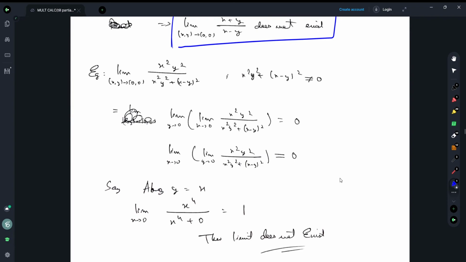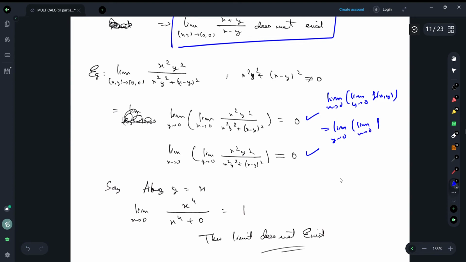Let's check some more examples. Suppose you have this function given. Okay, you can check it on your own. So in this case, if you take the iterated limits into consideration, you will get the values 0 and 0, and both the values are the same. Limit x tends to 0 of limit y tends to 0 of f(x,y) is the same as limit y tends to 0 of limit x tends to 0 of f(x,y).